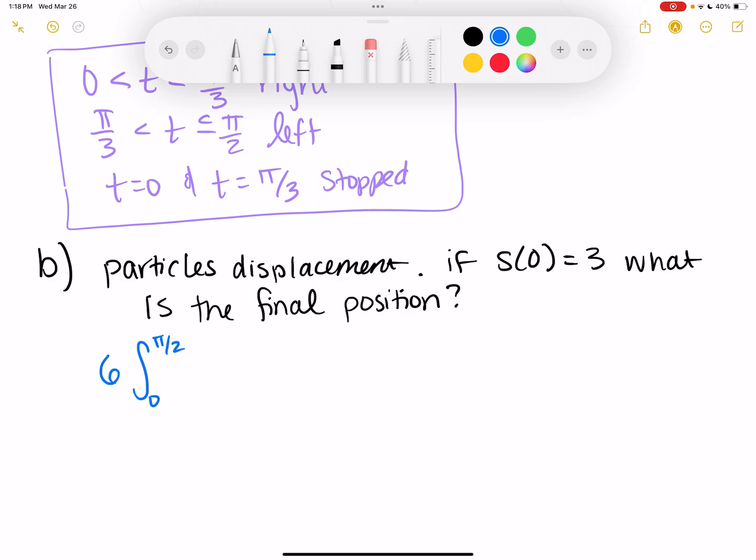That was the initial interval given to me, of the sine of 3t dt. How would I solve that? Let's see how much you know.